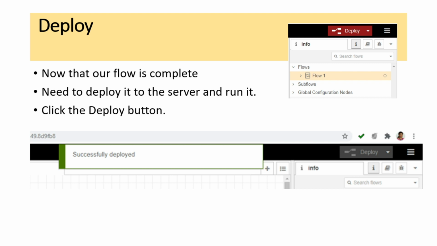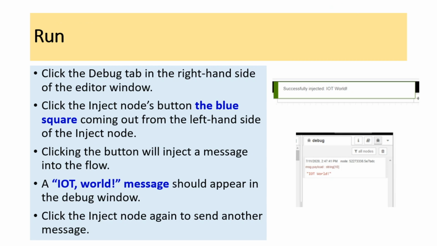Now we need to deploy it. Whatever process you do, whatever connection you establish, you deploy it. So click deploy. Once you click deploy, you will see the successfully deployed message pop up near the address bar. Now your circuit is ready. Now you can run it by clicking the blue button of the inject node.